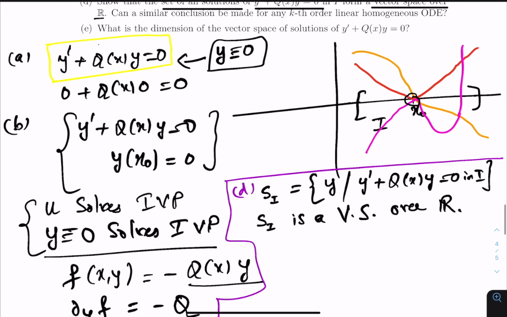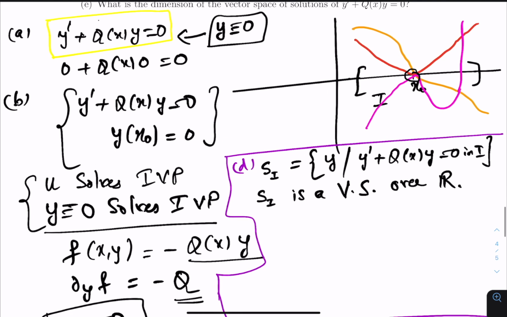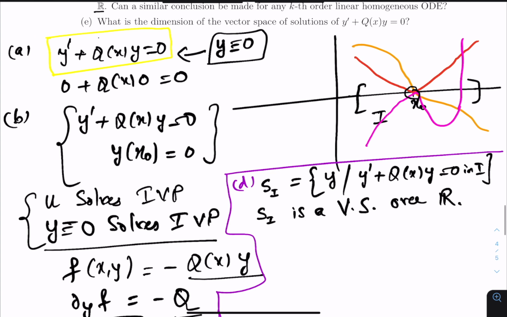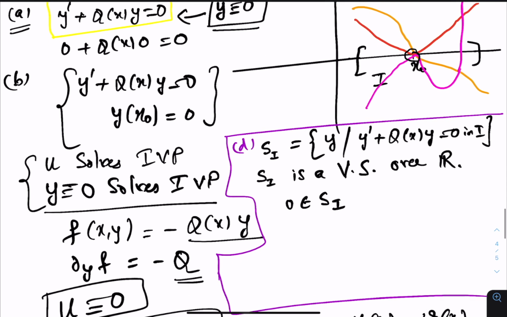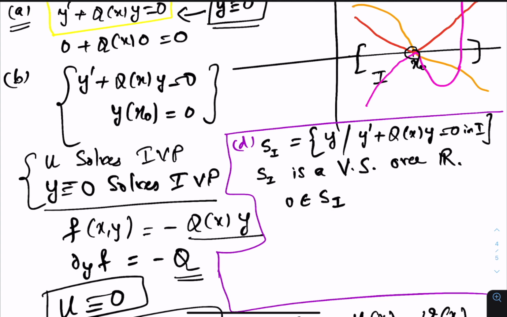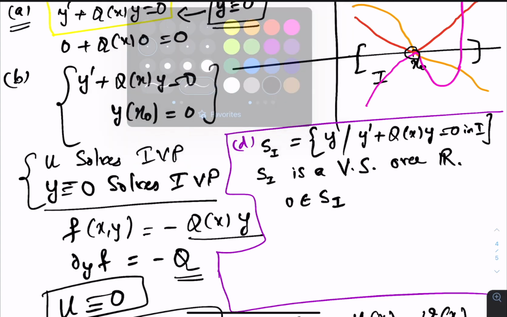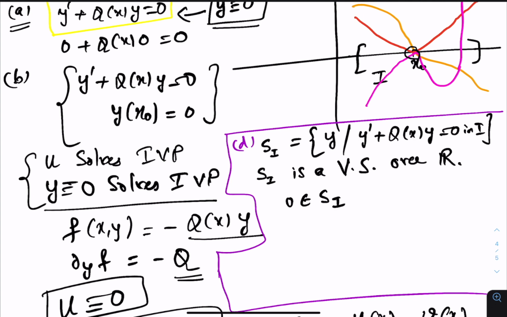Okay. Now, how do we prove that? So what should we prove to prove it is a vector space? You know the definition of vector space, right? First of all, we have already seen in 8a here that 0 is a solution, which means 0 always belongs to S_I. So the 0 function belongs to S_I because that's a solution to that problem, right? So S_I is non-empty, at least that we know.